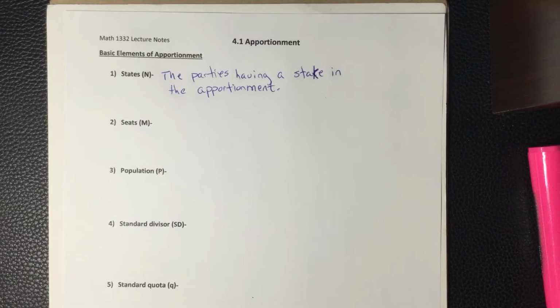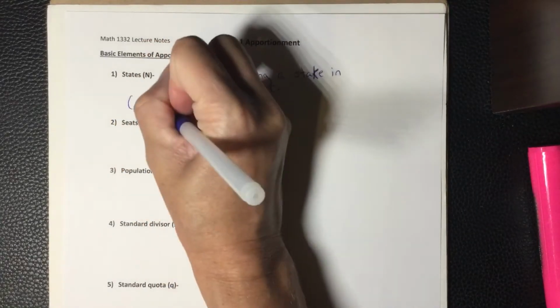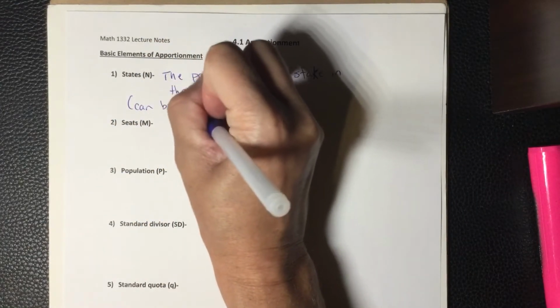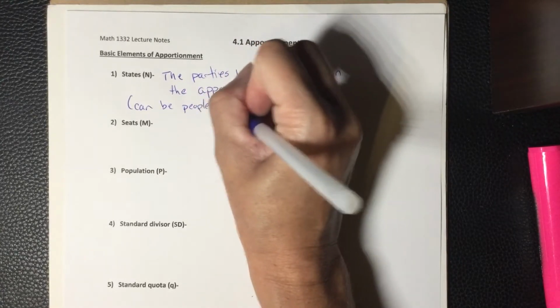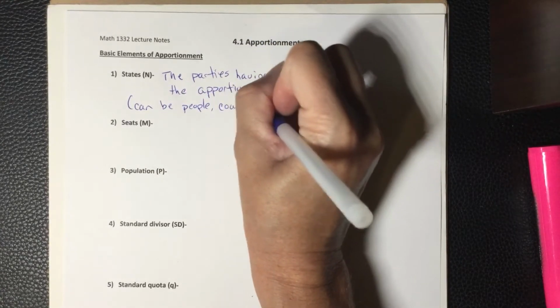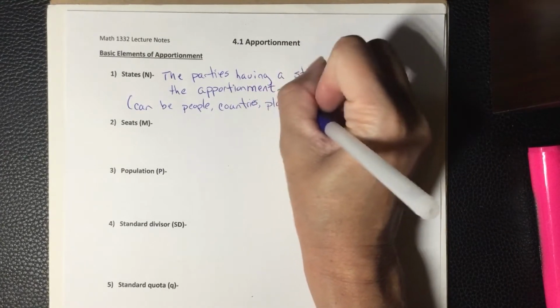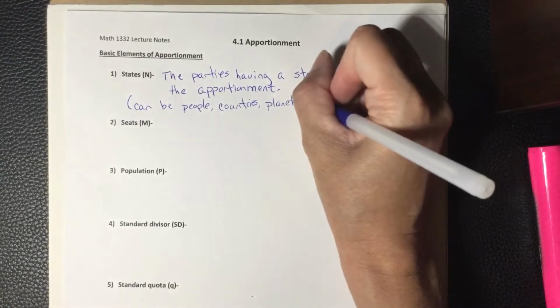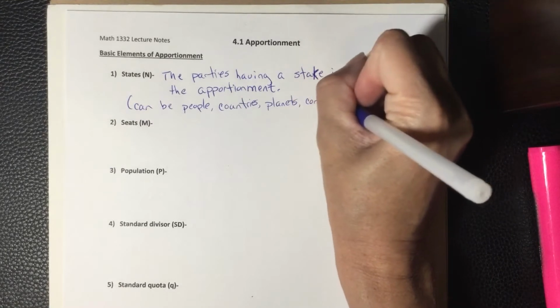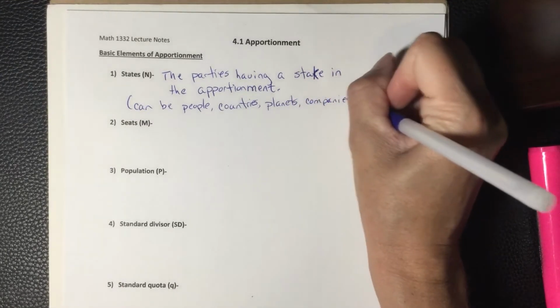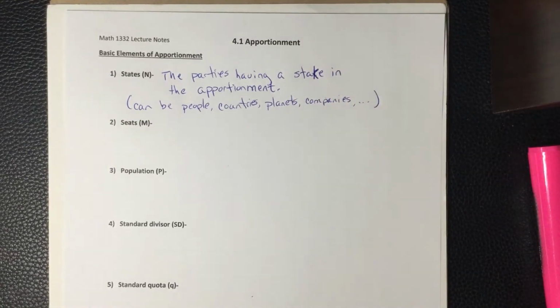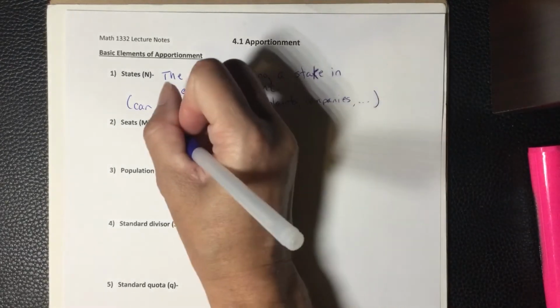So I tend to think of our actual states, but it can also be people, countries. One of our examples uses planets. It could be companies. So any groups that are going to have a stake in the apportionment, that are going to get part of the seats. So that takes us to seats.